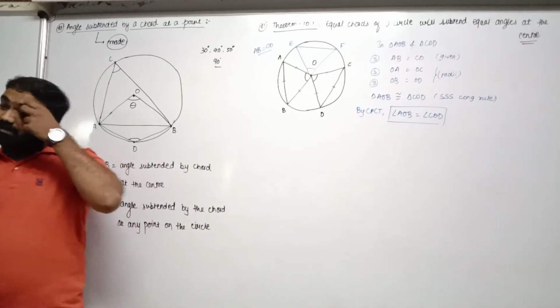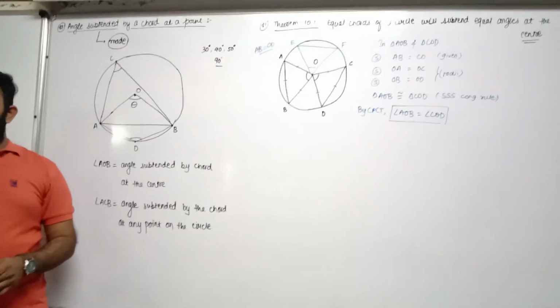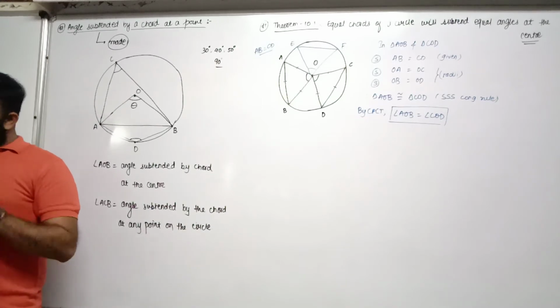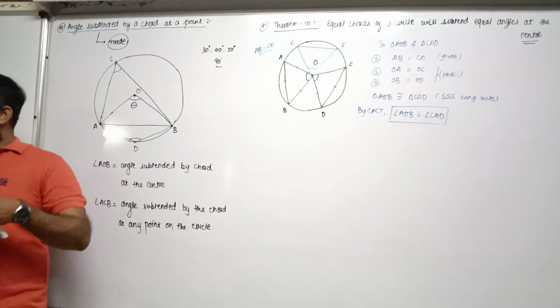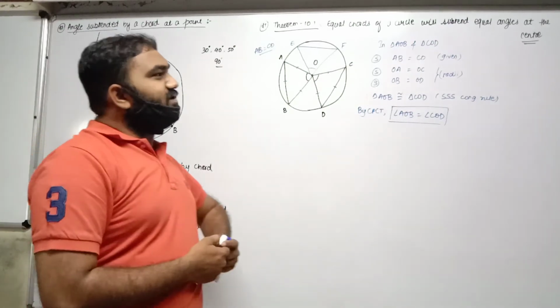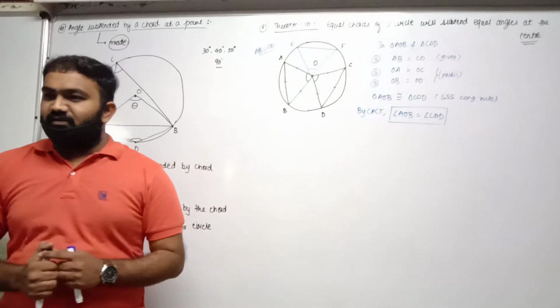Then next is the converse of this theorem. The first one is: equal chords of a circle will subtend equal angles at the center.